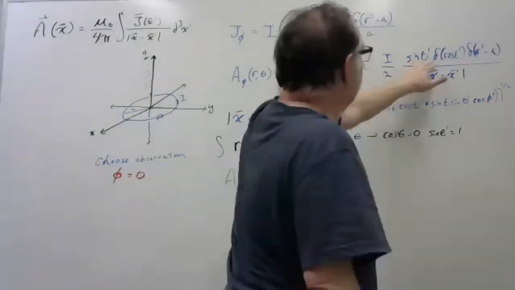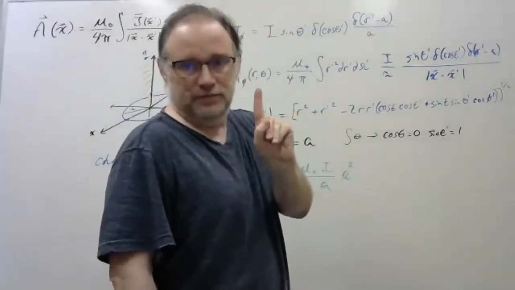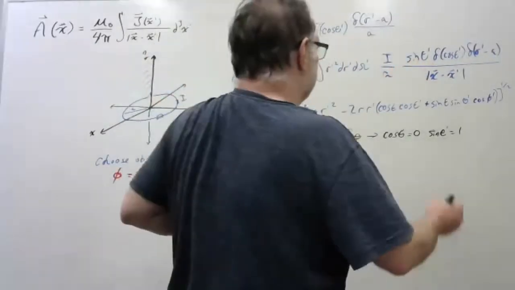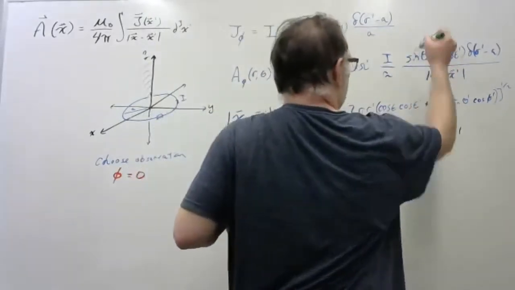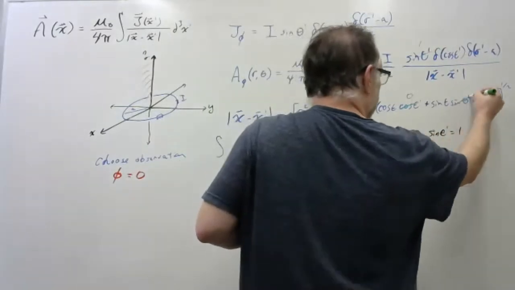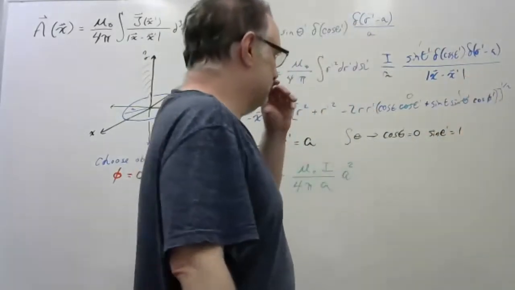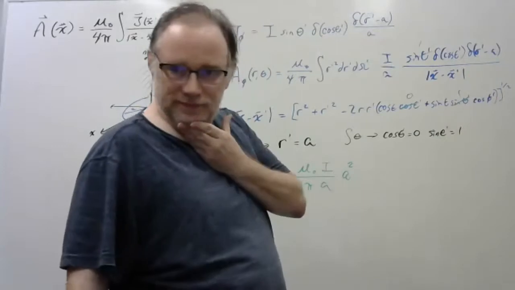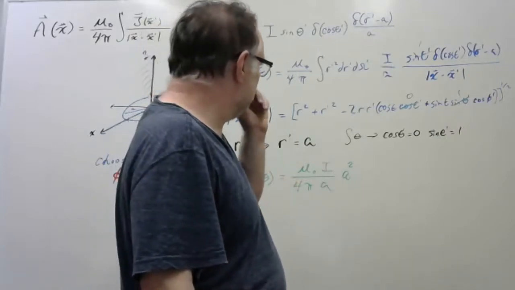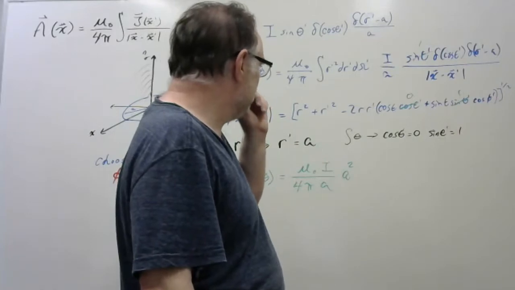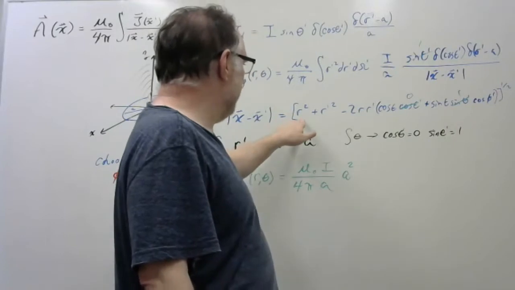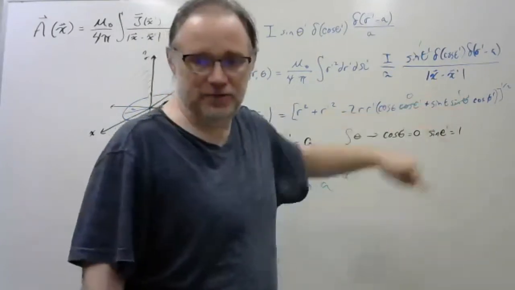The sine of theta prime is 1, so that's going to be 1. So this is going to be 1. This is going to be 0, and this is going to be 1. This is going to be an a, but I can't take it out because it's attached to all these primes.